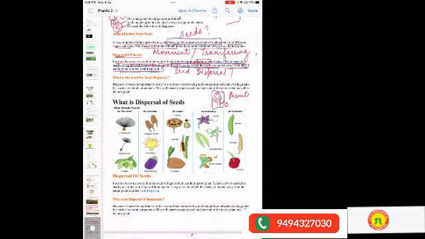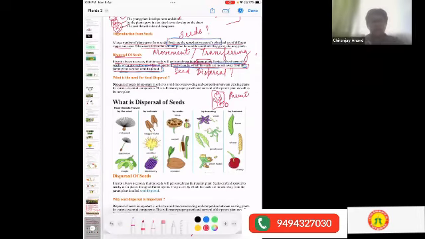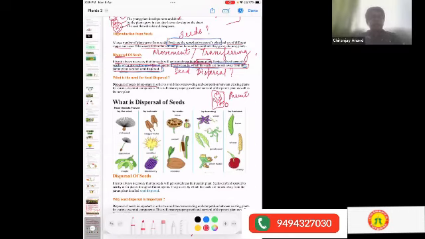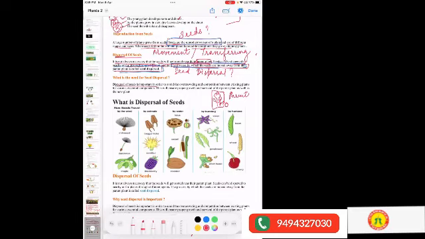Now, what is the need for seed dispersal? Why is it important that seed dispersal has to happen? Ma'am, dispersal of seed is important so that they can receive a lot of air, water, and sunlight, even warmth, at the same time. Correct, correct. Now, as we have discussed, what happened?